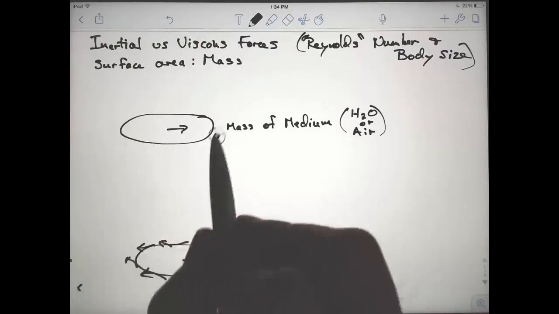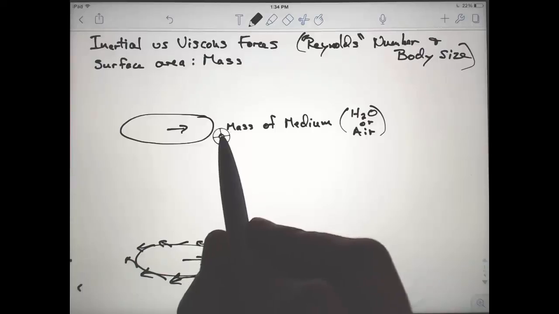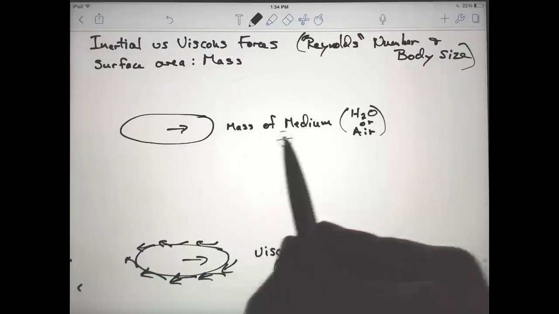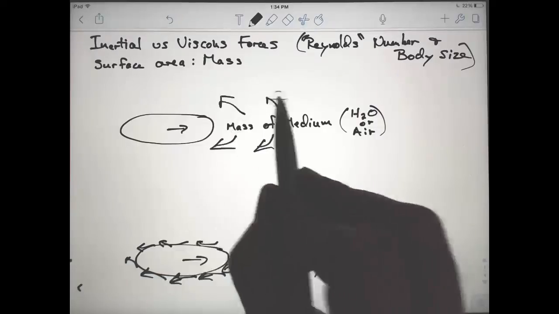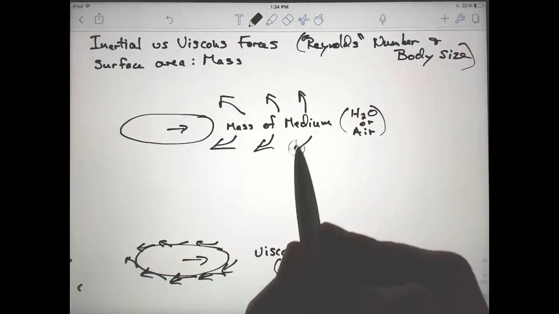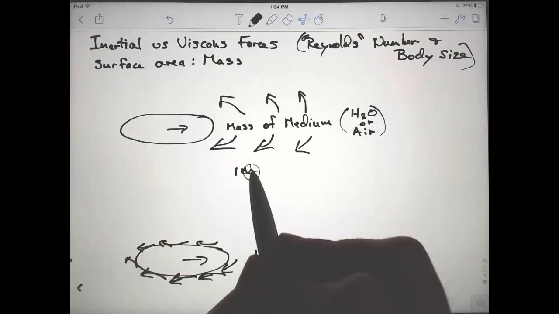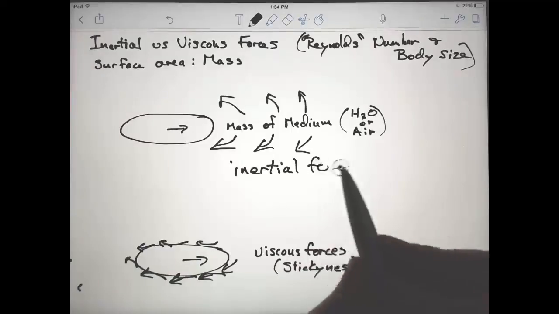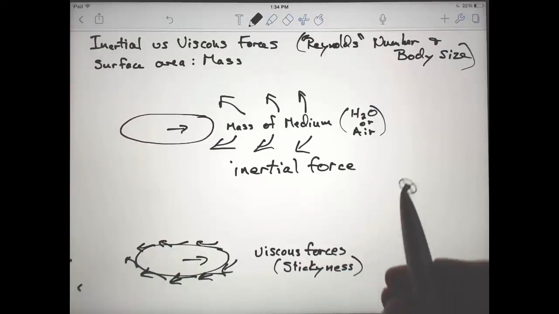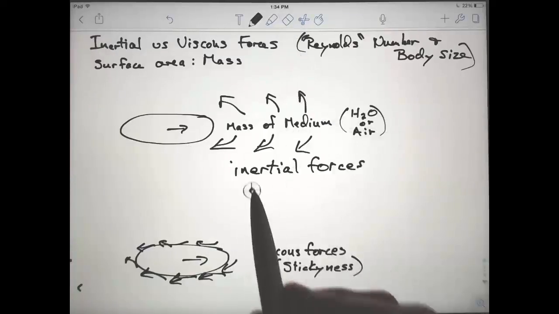So here's some body shape, and it's moving forward. In order to move, it has to push the medium, which has mass, out of the way. So it has to push the water, which is mostly what we'll be talking about, but this also applies to air, out of the way.